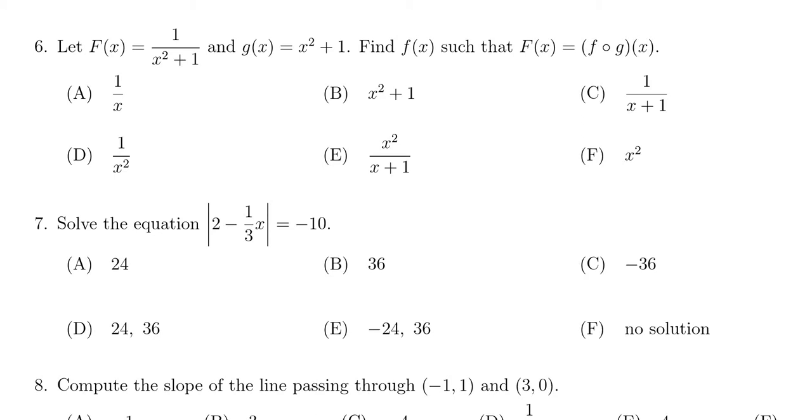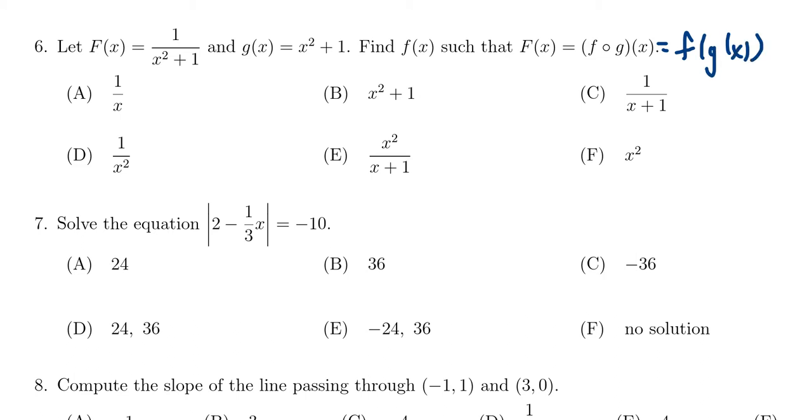In this video, we provide the solution to question number 6 for the practice final exam for Math 1050. We're given two functions, capital F of x, which looks like 1 over x squared plus 1, and little g of x, which is x squared plus 1. We're supposed to find the little function f such that capital F of x is little f composed with little g. Remember that this composition notation, this little circle, represents that g of x is put inside of f.